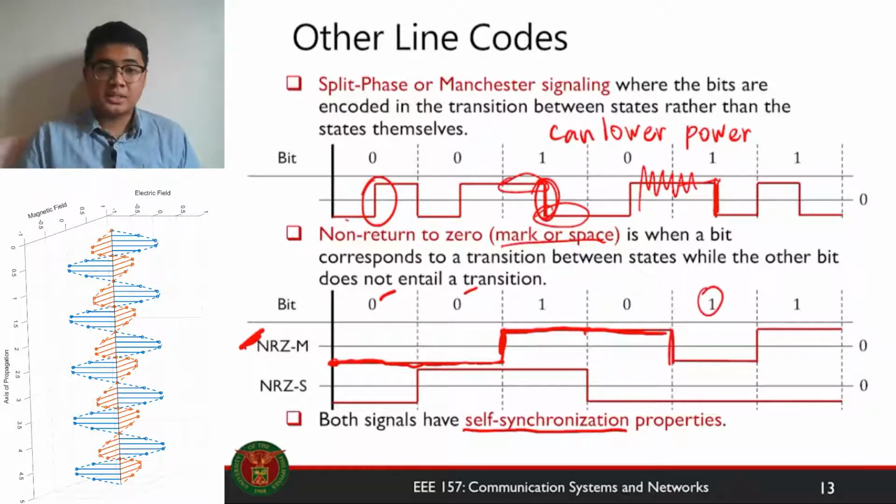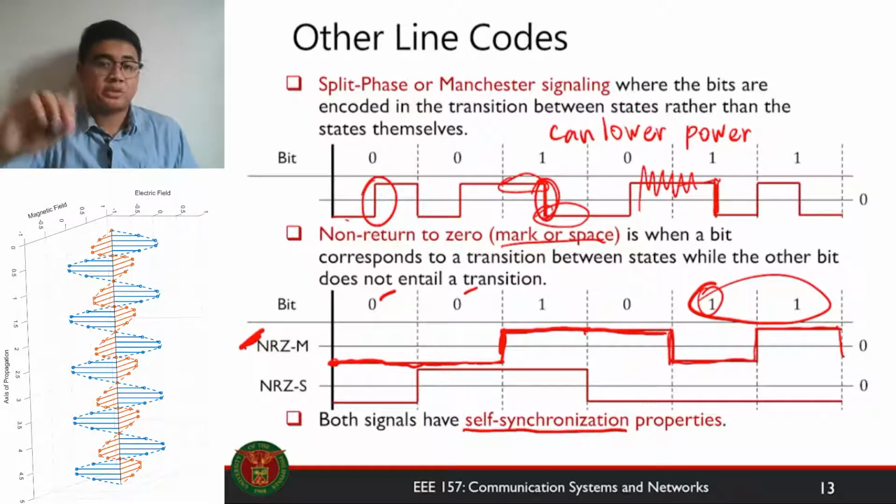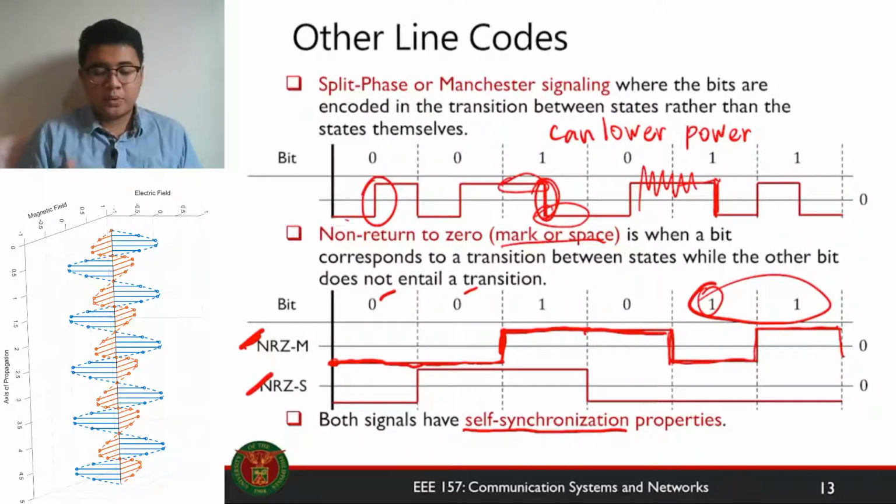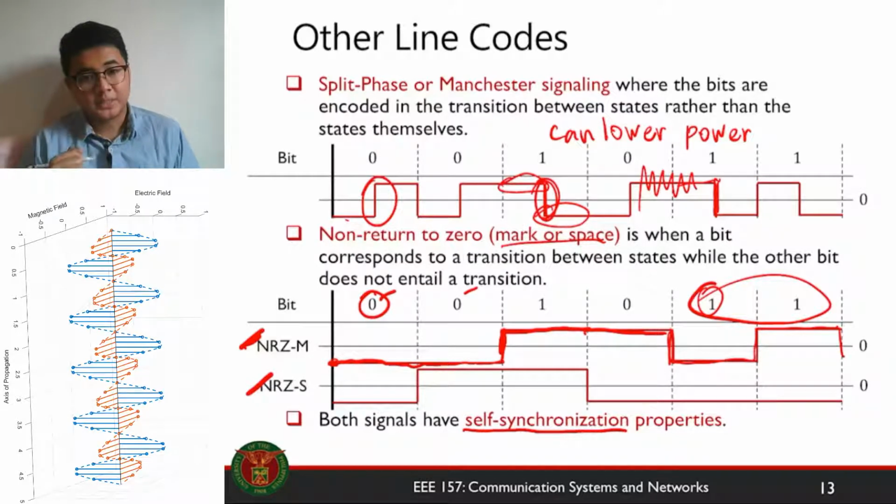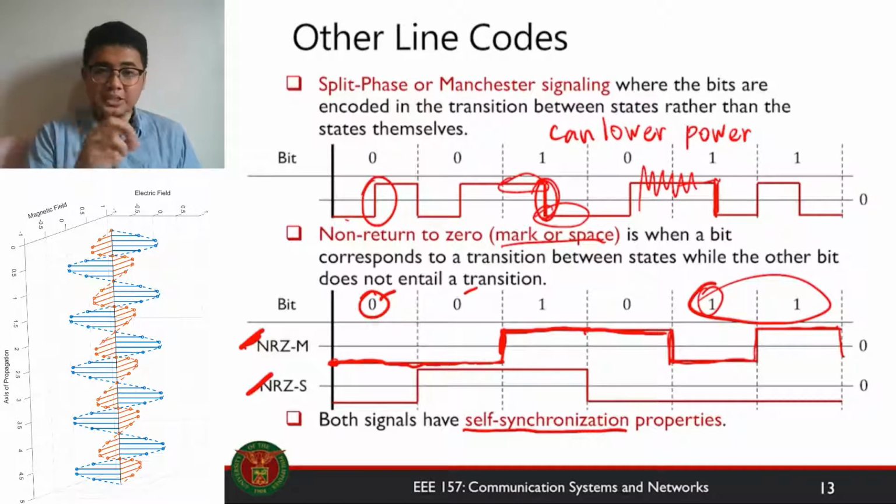How can we use this to synchronize the clocks? If we have a series of bit 1s, we have a series of transitions. Again, we can recover the clocks when there's a transition between states. The opposite is true for space. When we have an NRZS, or non-return to 0 space, it's bit 0 that does the transition instead of bit 1. Bottom line here is there's only a transition between states when a certain bit appears.